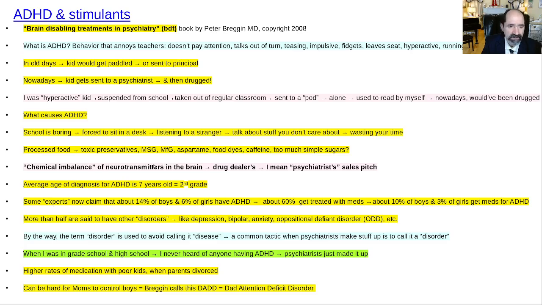Average age of diagnosis for ADHD is about 7 years old, which is around 7th grade. Some experts now claim that as many as 14% of boys and 6% of girls in that ballpark have ADHD. About 60% of them end up on medications. It's in the ballpark of about 10% of boys, 3% of girls are on medications for ADHD. That is many millions and millions of children.